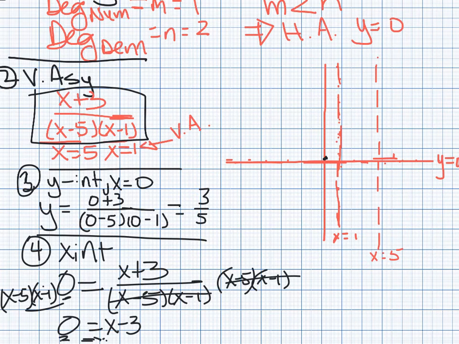So 1, 2, 3. Sorry, my asymptote here got moved over somehow. So I'm just going to tweak that a little bit. That is not on x equals 1, and we want to make sure that it is. So I'm just going to redraw that.